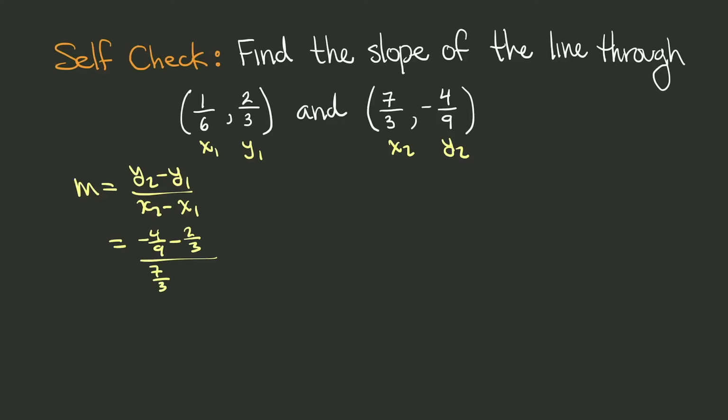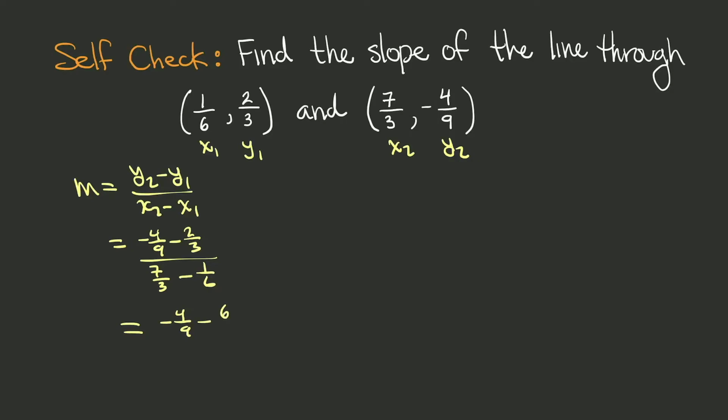minus 1/6. Now we need common denominators in both the top and the bottom part of this fraction. Okay, so in the top part, or the numerator, we're going to have the common denominator of 9. And so we'll have -4/9. And then to get that common denominator, we'll multiply top and bottom of 2/3 by 3.